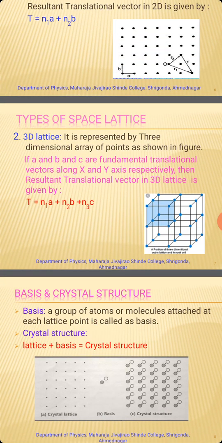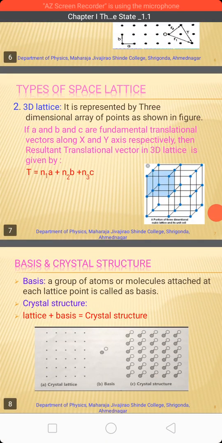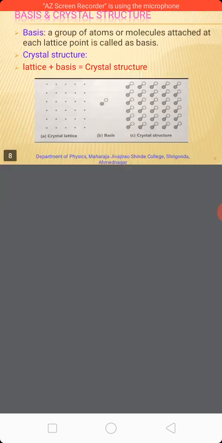Then what is basis? Basis is a group of atoms or molecules attached at each lattice point. This is the lattice point and this is the basis. In order to generate a crystal structure, one should place a group of atoms or molecules at each lattice point, and thus crystal structure is nothing but lattice plus basis.